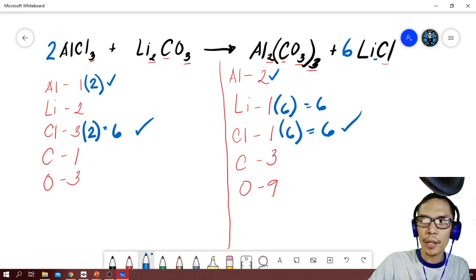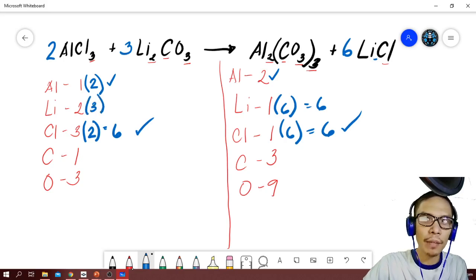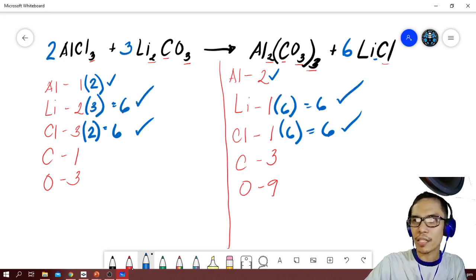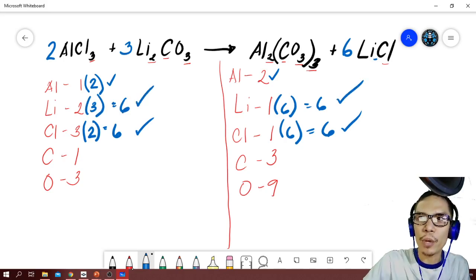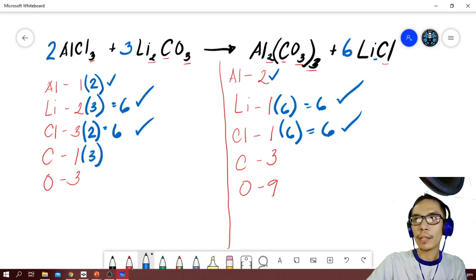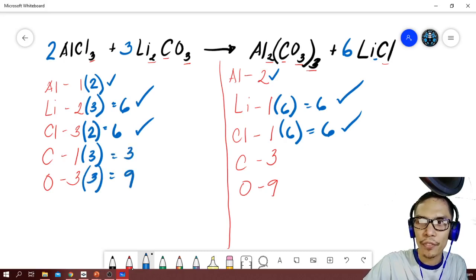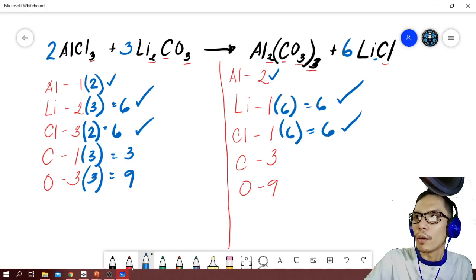Now, how about the lithium? If you have 6 over here, what are you going to do here? Think of a multiple of 2 that will give the answer of 6. That is 3. So lithium will have 3. 3 times 2, that is 6, so it is now balanced. It will affect this one. So your carbon, 3 times 1, we have 3. Next, your oxygen, 3 times 3, that is 9. So we have 9 and we have 9.